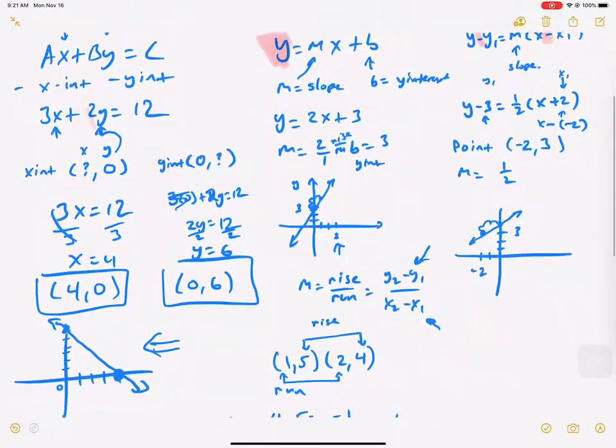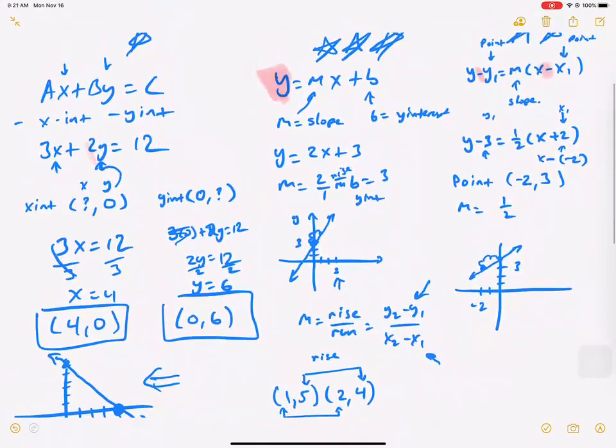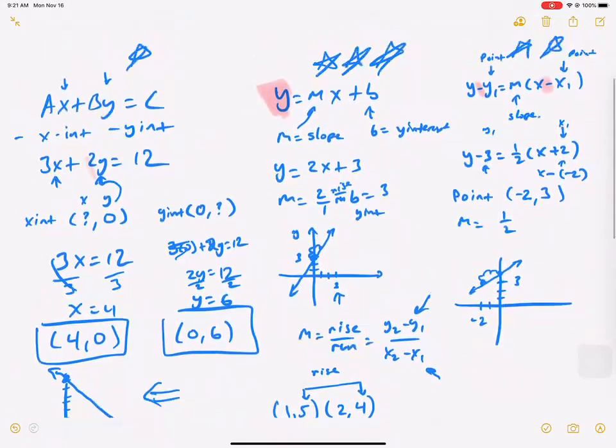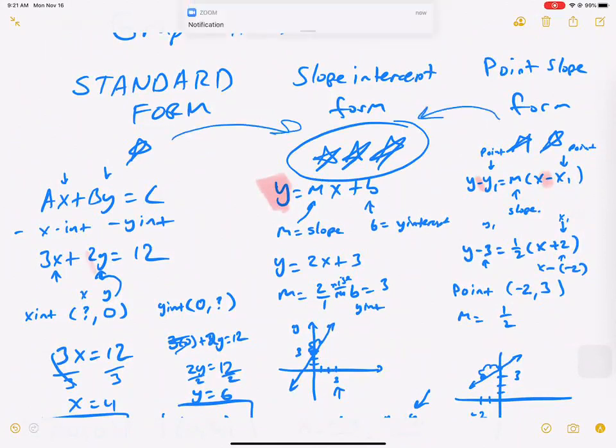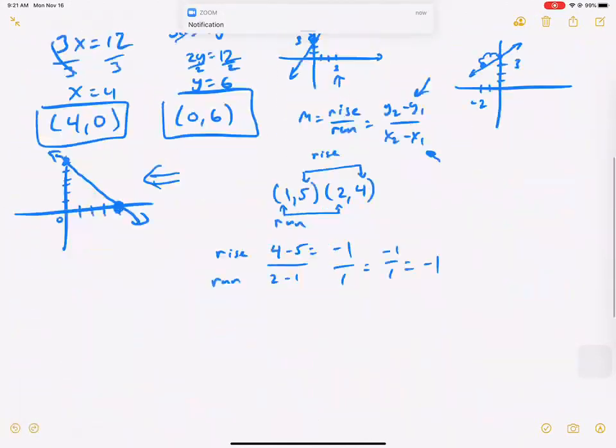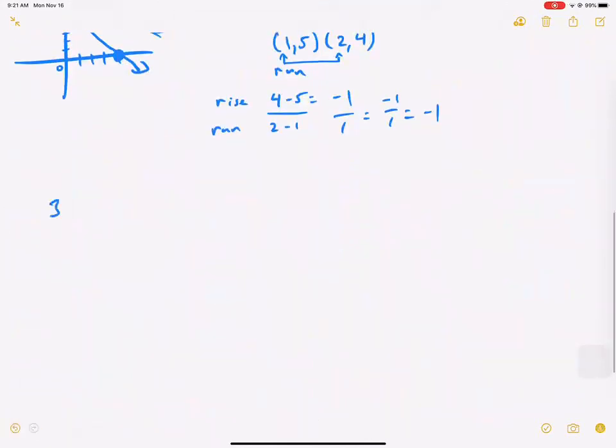Okay, we continue this. Now, we mentioned before that slope-intercept form is the most popular form here. So we're going to change standard form to slope-intercept form, and then we're going to change point-slope form to slope-intercept form. We're going to do these two. Right now, we're going to practice that. So as we started off before, we said 3x plus 2y equals 12. And we're going to change from standard form to slope-intercept form.